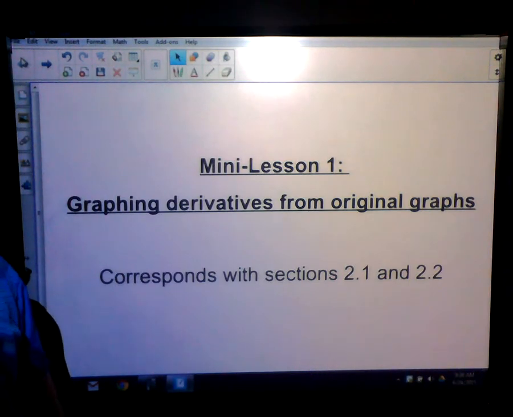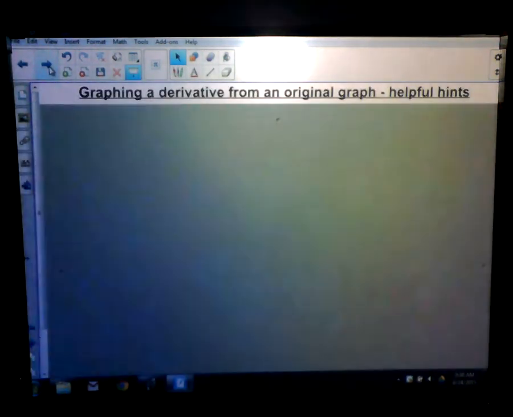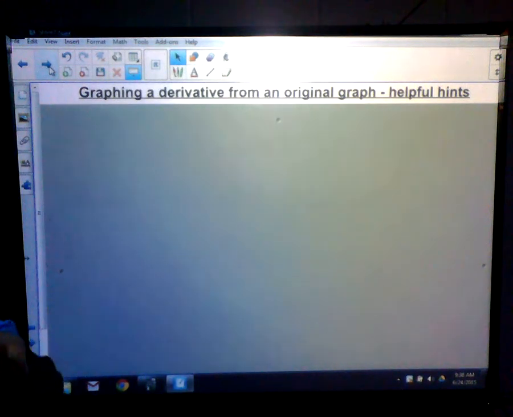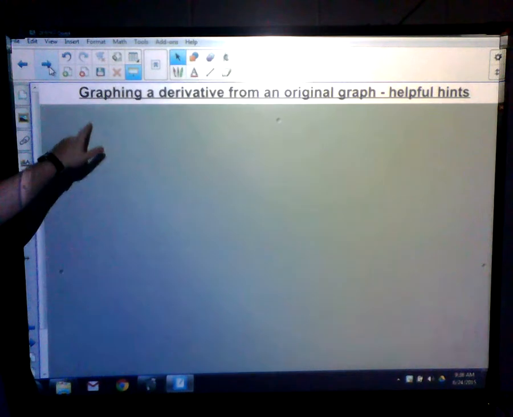I'm not going to get into how to do a derivative or how to calculate it, because we'll talk about that a lot in class. But in my experience, the problems that people have the most trouble with are the graphs. So we're going to focus on that with this mini lesson. How do I graph a derivative graph from an original graph? Well, we talked about it in class, but here's some extra helpful hints.